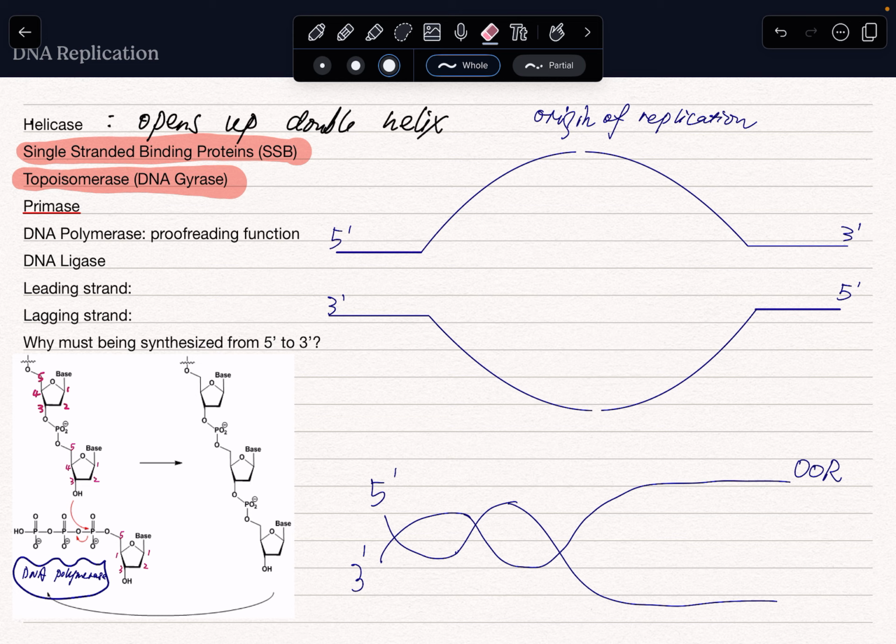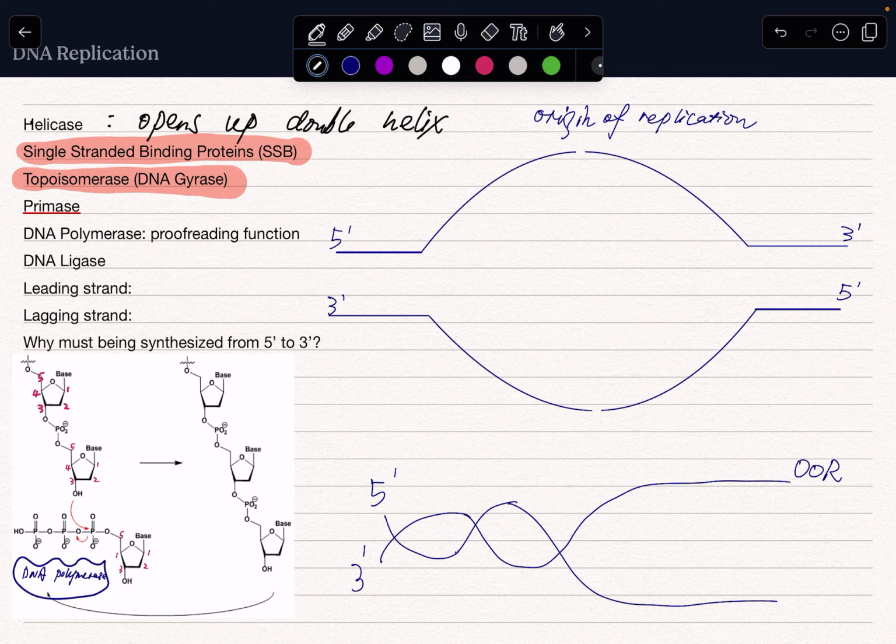So you just remember that 5 prime is the 5 prime carbon, which carbon? The sugar carbon of the DNA, right? Really, to decide which one is the leading strand and which one is the lagging strand, we have to tell the directionality.